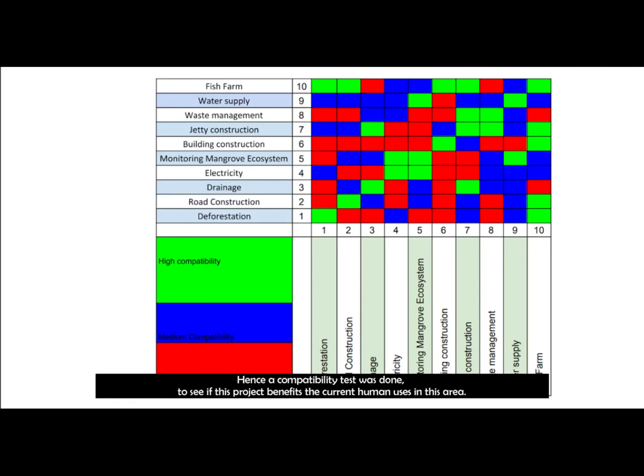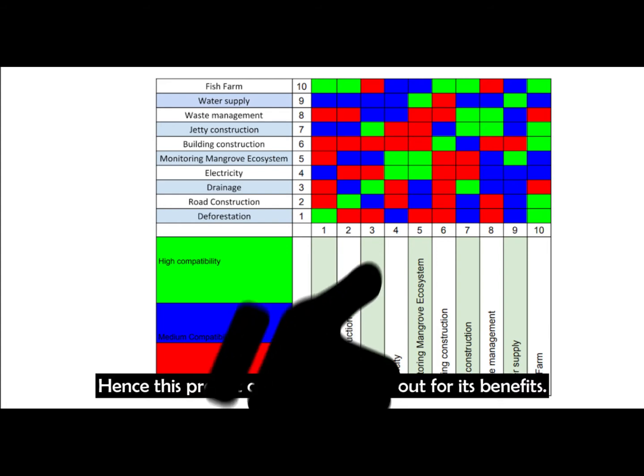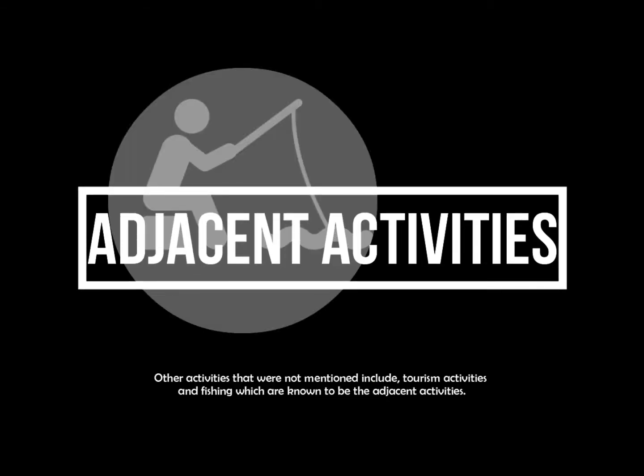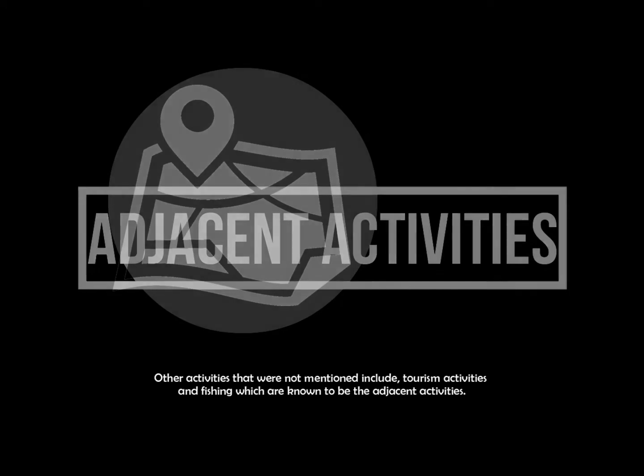Hence, a compatibility test was done to see if this project benefits the current human users in this area. Despite there being a lot of red, there is still green and blue, which indicates medium and good levels of compatibility. Hence, this project can still be carried out for its benefits. Other activities that were not mentioned include tourism activities and fishing, which are known to be the adjacent activities.